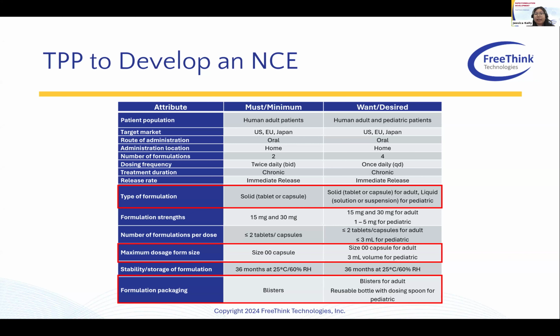And finally, if we look at the formulation packaging section, blister packaging is appropriate for adult patients, but a bottle with a childproof lock and a dosing spoon would be more appropriate for the pediatric patients. Now, you may also have different motivations for developing a tablet or a capsule. So for example, tablets generally can achieve a higher drug loading and have more shape variety for marketing. However, in some cases, capsule formulations can be faster to clinic, and capsules could provide better stability in some cases.